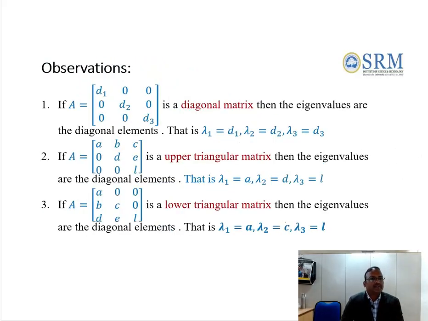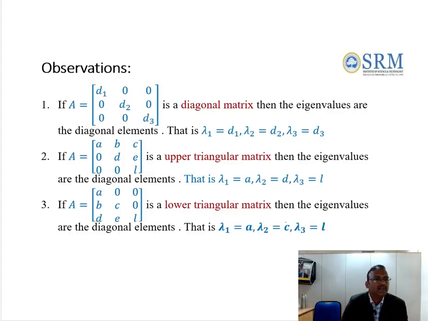Now, there are some observations. The first observation is, if A is a diagonal matrix, that means only the main diagonal entries are non-zero, whereas off diagonal entries are 0. That is called the diagonal matrix. If A is a diagonal matrix, then the eigenvalues are nothing but simply the main diagonal elements, provided A is a diagonal matrix, right.